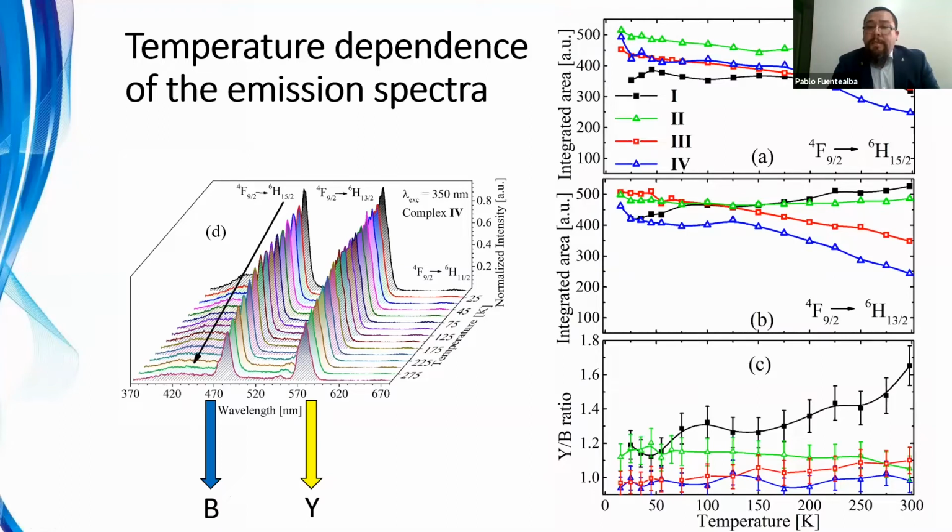We can see here that only complex 1, which presents the methanol molecule in the structure, presents this unusual behavior and increases the ratio at room temperature. So we can conclude that the presence of these small molecules influences the properties of the dinuclear complexes.